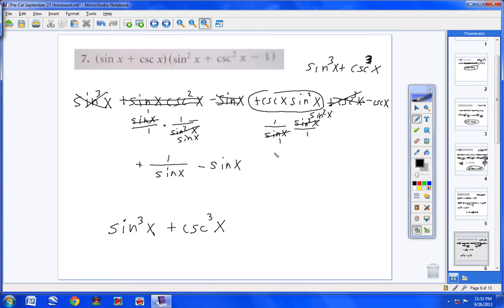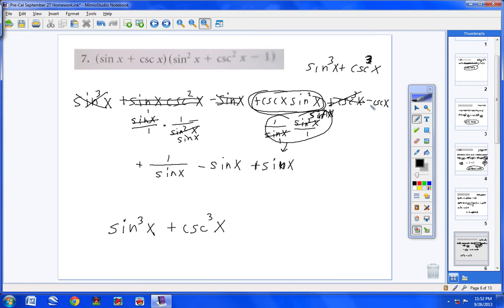1 times sine squared would be, or excuse me, this would just be sine x right here, because you took one of the sines away. So 1 times sine x would be sine x. 1 times 1 is 1, so you end up with a positive sine x. So this whole group, that whole term, was broken down to this, and then we got this. By the way, those are going to cancel out in a second.